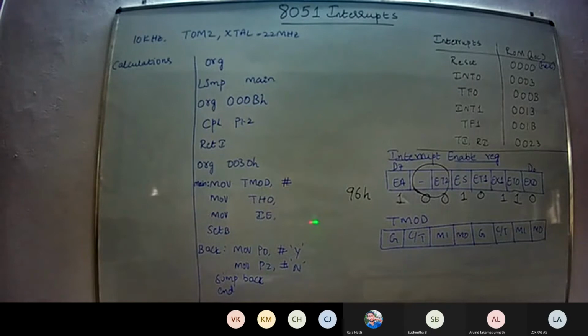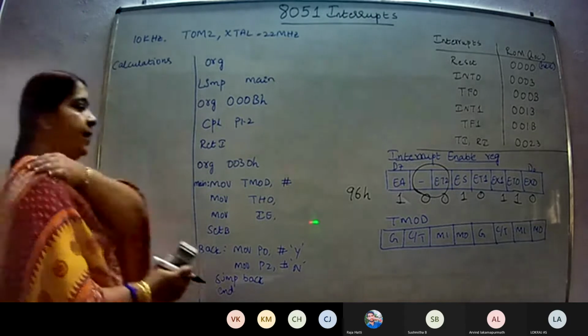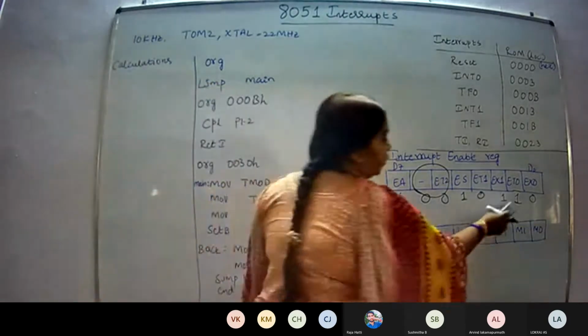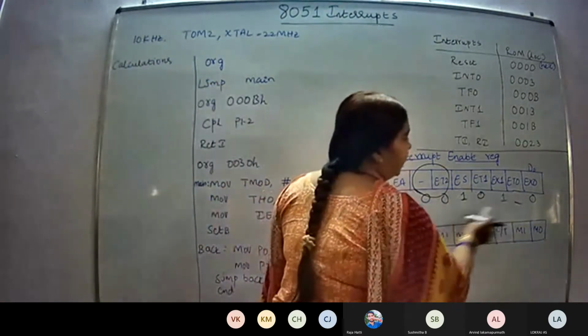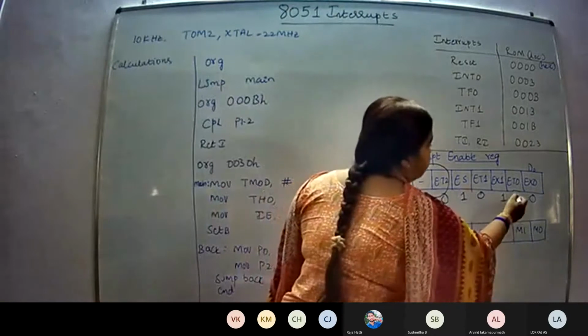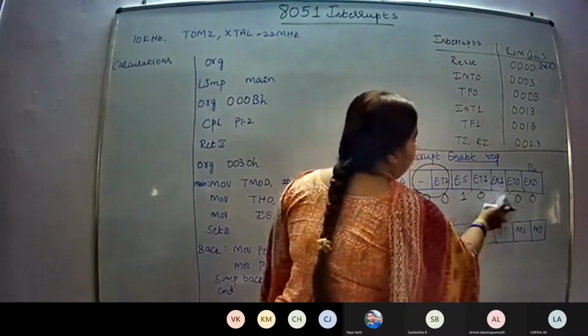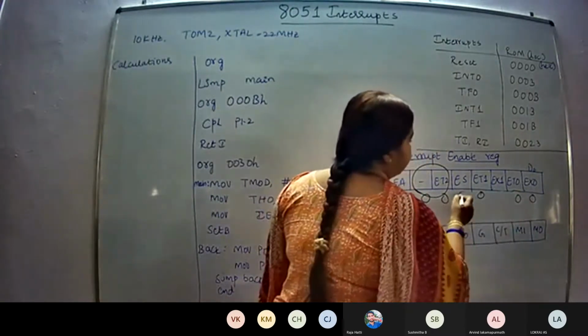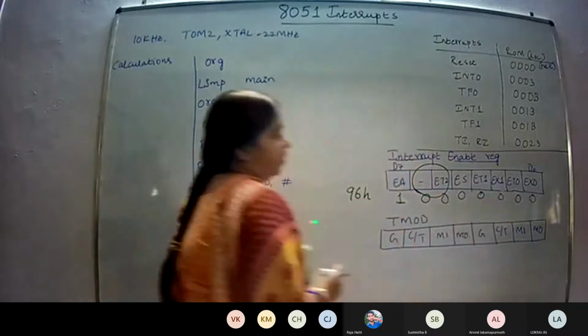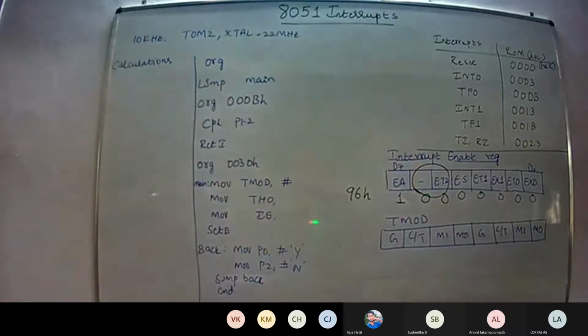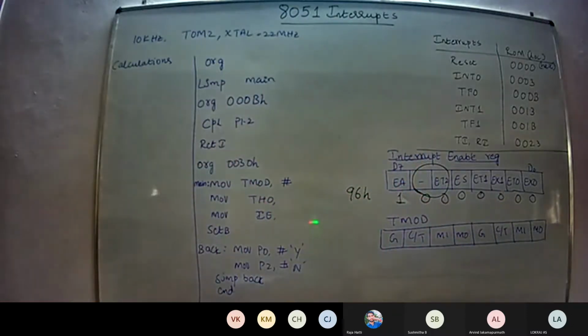And if they ask you, if you want to disable timer 0, what do you do? If you want to disable timer 0, it should be made 0. This is disabling, okay? All others, just keep it 0. So it is nothing but 80H if you want to disable.